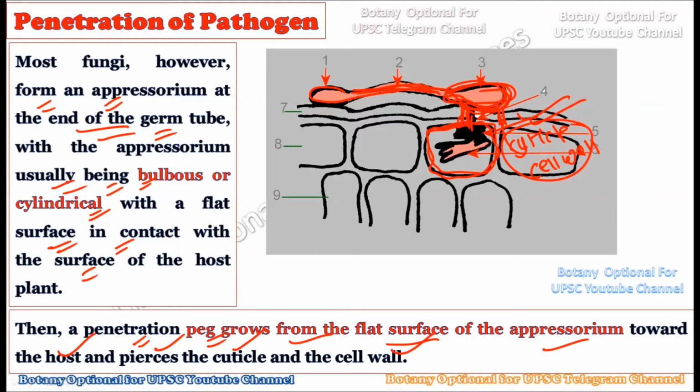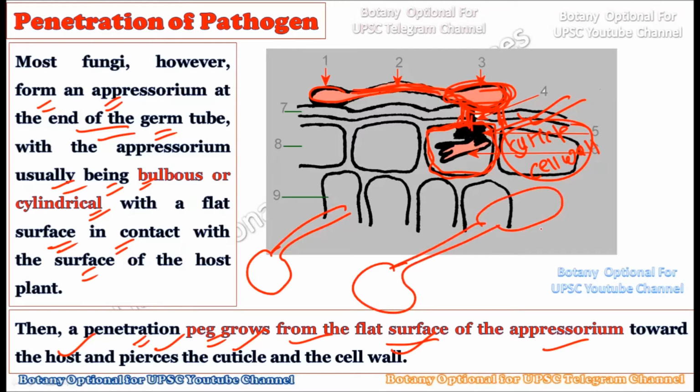So this is how the two types of fungi work. In the first, the fungus creates a spore, and out of the spore there is a germ tube. In the second, the spore also creates a germ tube, but at the end of the germ tube they create a cylindrical structure called the appressorium, and this appressorium will produce a peg-like structure which can pierce the cell wall of the host plant. Okay, so these are the two methods followed by fungi.